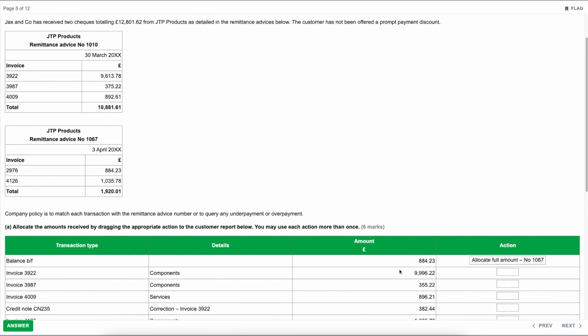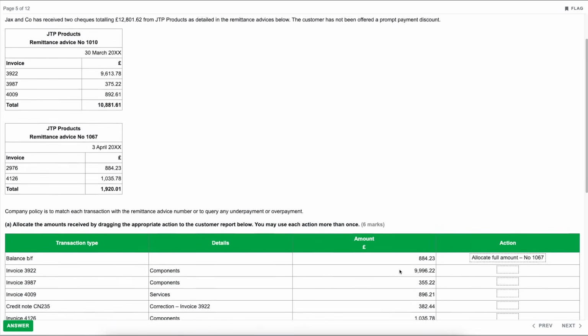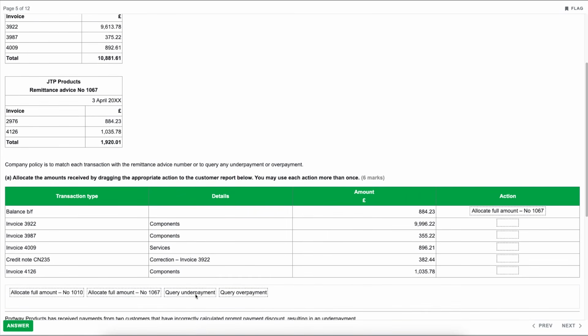So initially it would be easy to think, okay, well they don't match, so we may have an option here as we do for query underpayment or query overpayment. However, with these, it's really important to double check whether there are any credit notes. So we can see further down that we've got a correction here for invoice 3922.